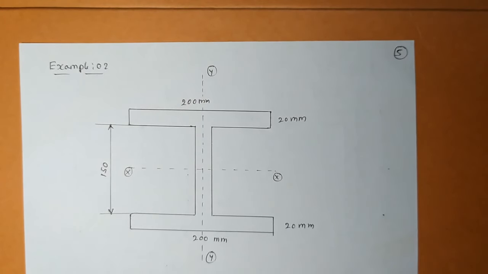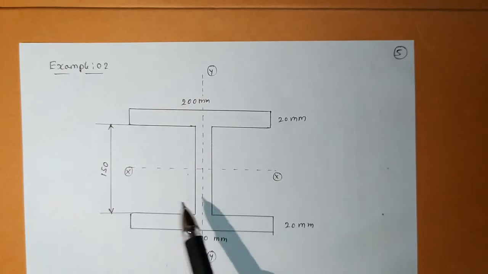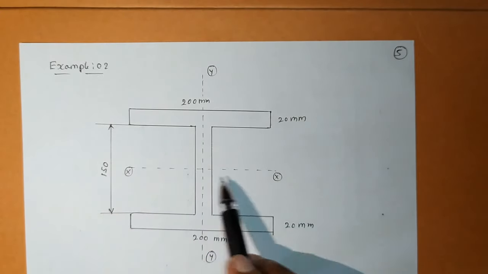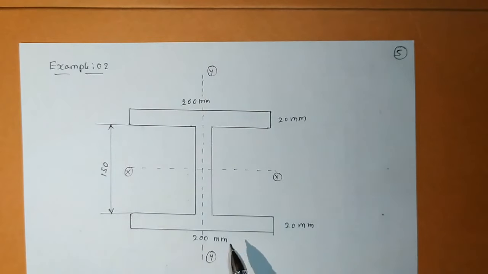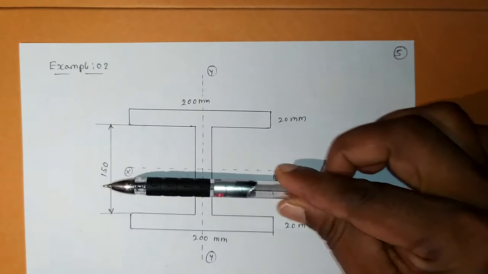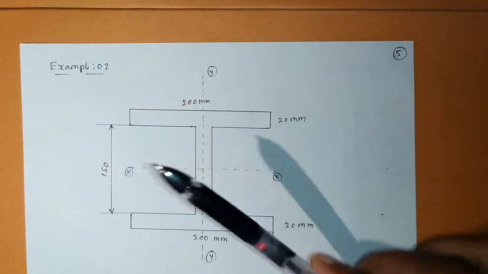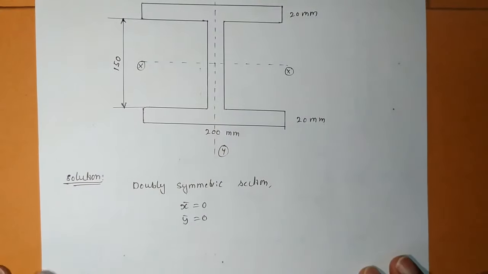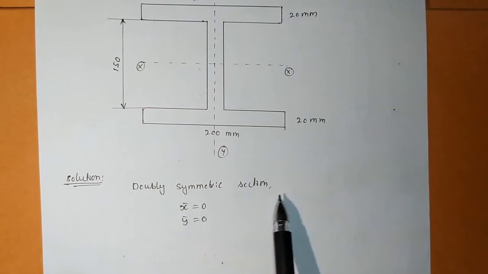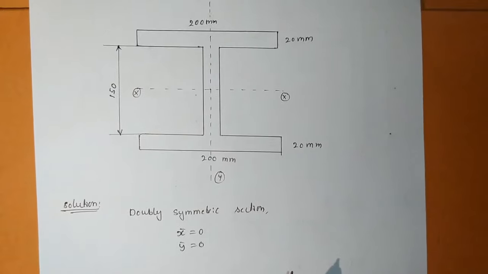This is an example of a doubly symmetric section. This is symmetric about the x-x axis and also the y-y axis. It is symmetric about both the horizontal axis as well as the vertical axis. For a doubly symmetric section, x bar is 0 and y bar is also 0.